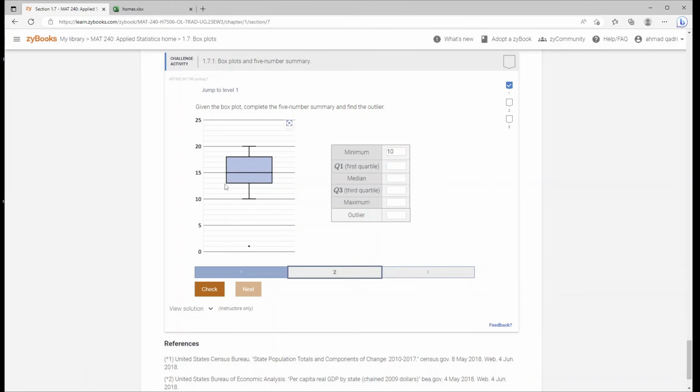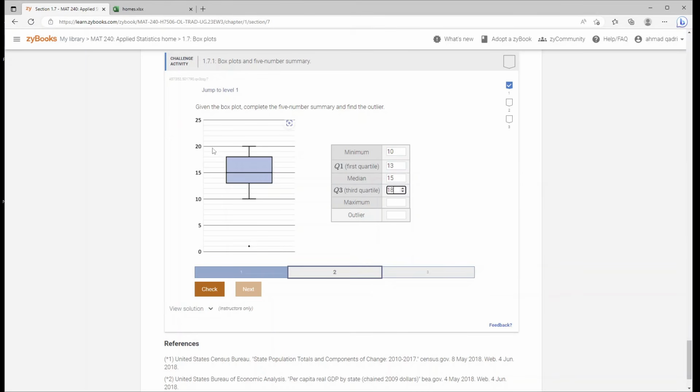The first quartile is where this box starts. So we have 11, 12, 13 is where the box starts. So 13 is the Q1. The median is this line that's shown here. That is at 15. The third quartile is where the box ends. And that is 16, 17, 18.